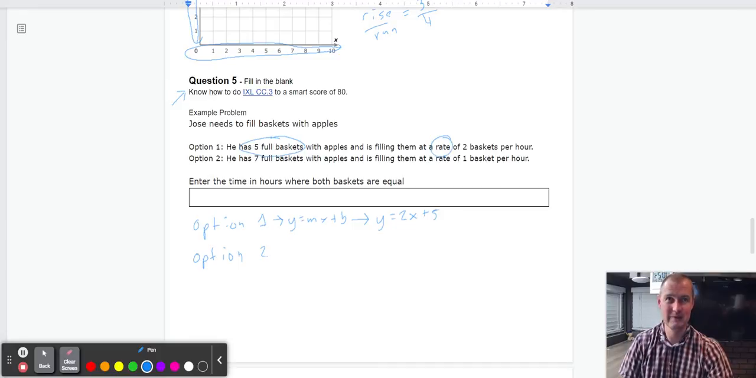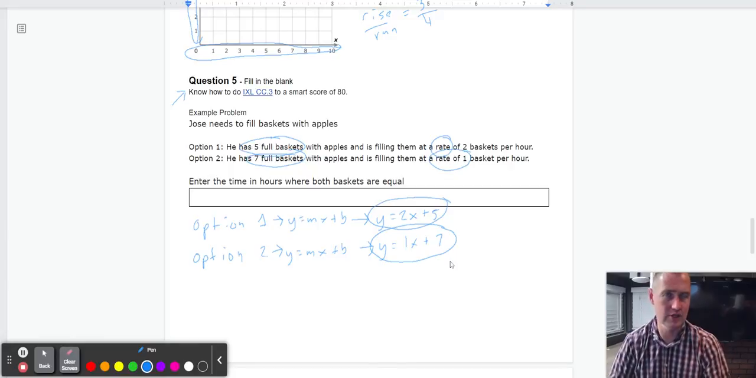Pretty nice, right? So option number 2, remember, same formula, y equals mx plus b. He has 7 full baskets with apples and filled them at a rate of 1 basket per hour. So we have y equals 1x because the rate is 1. But the basket is full of 7 already, so plus 7. All right, now that we got 2 equations, you can graph these, you can use substitution or something called elimination to figure out, well, where do the lines cross? Because these 2 lines are going to cross somewhere.